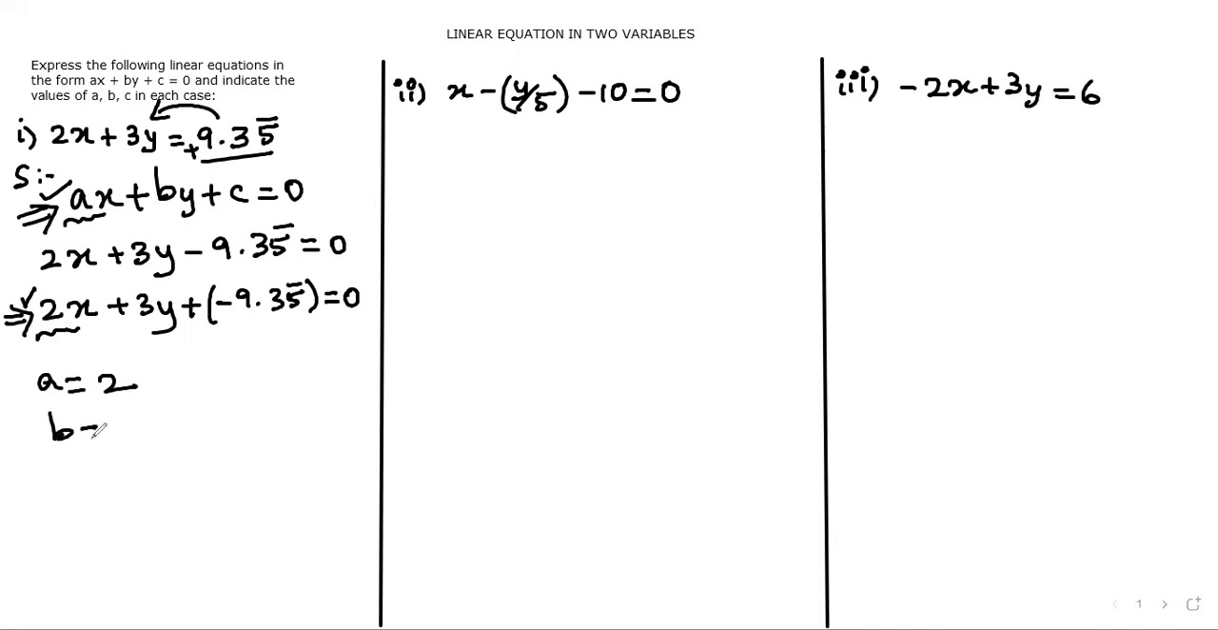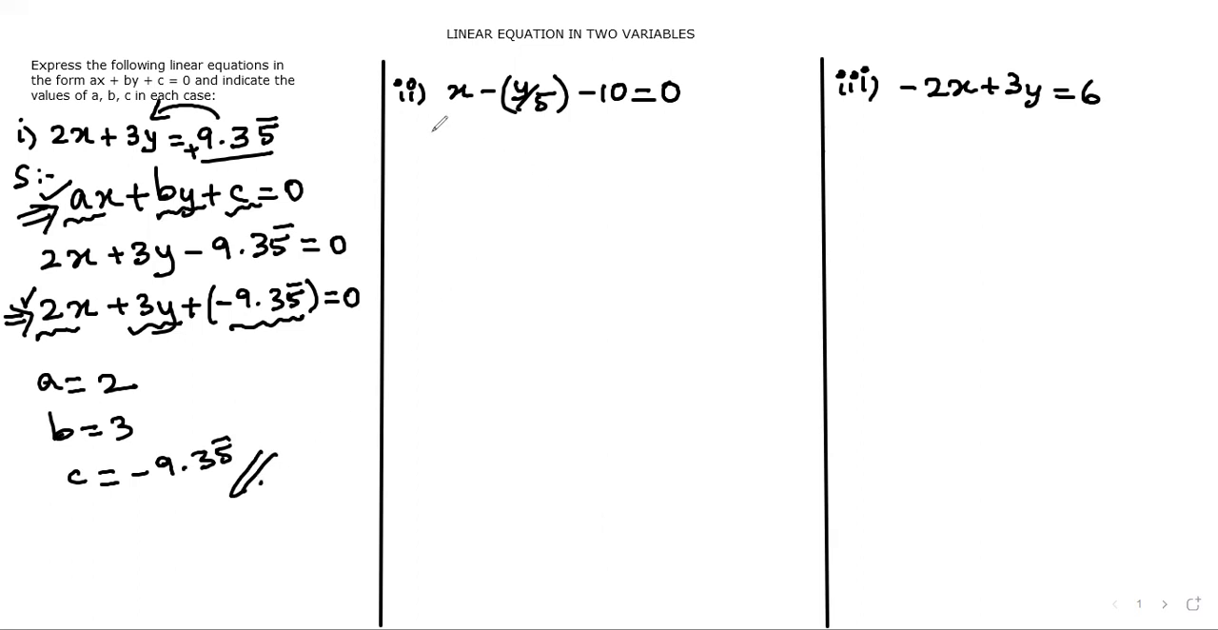Now what is your b? Here the y coefficient is b. So here the y coefficient is 3, so the answer for b is 3. So what about the constant c? Here c is alone, without x and y. So c is the value which has a negative sign along with it: negative 9.35 bar. This is the answer for the first question.